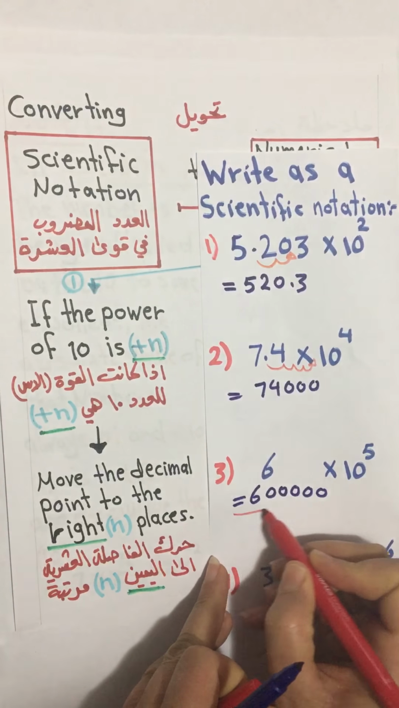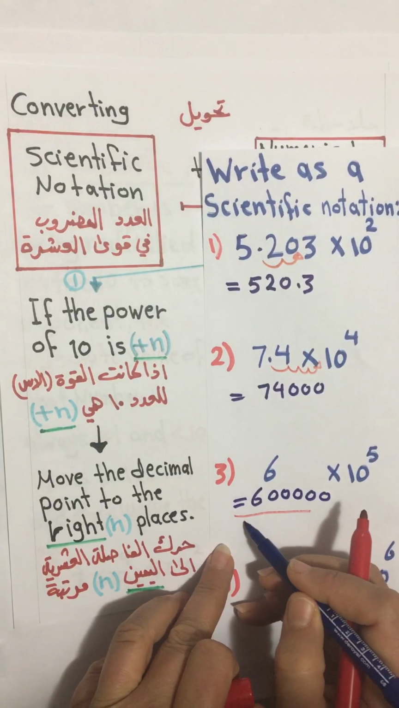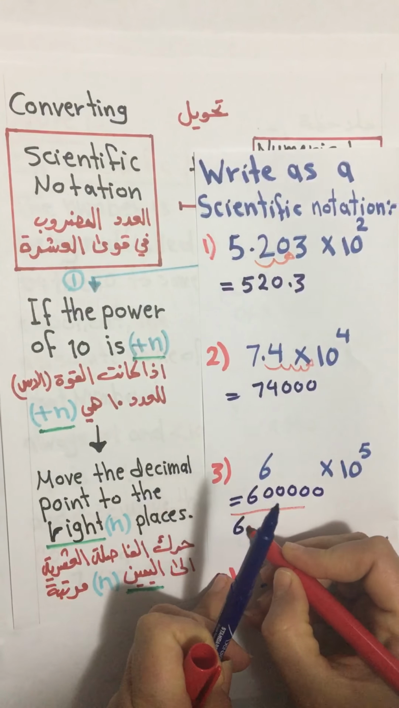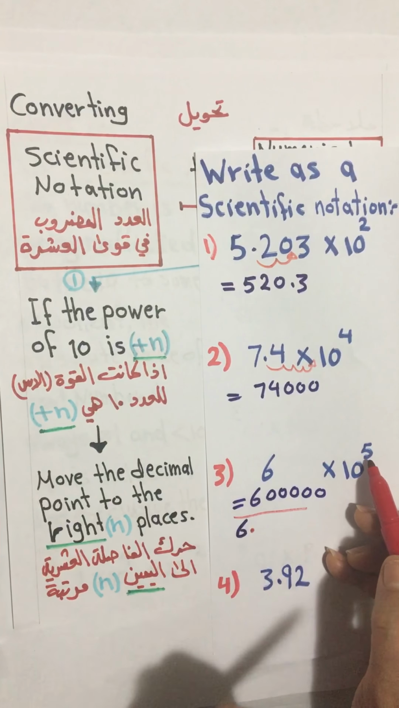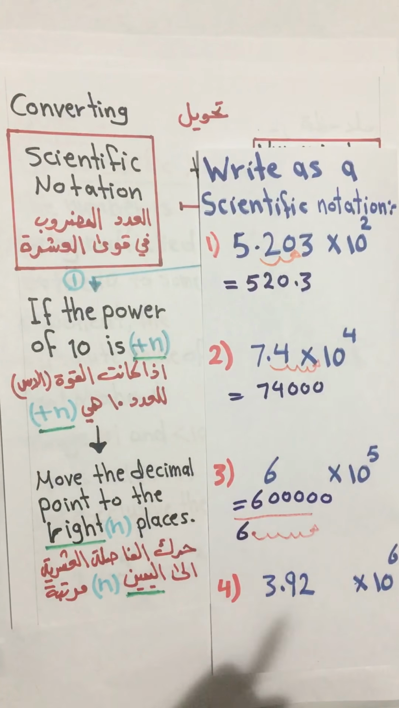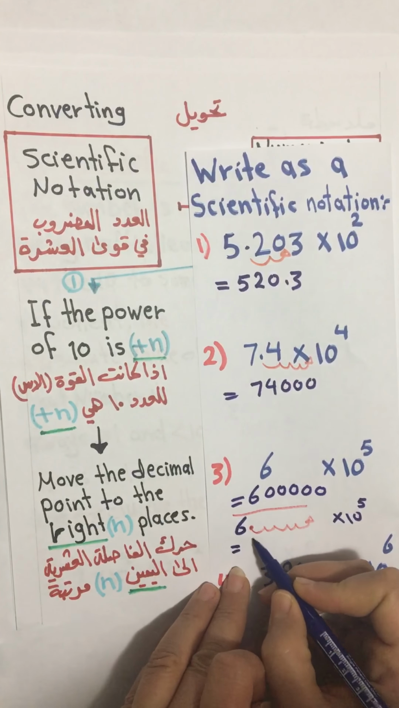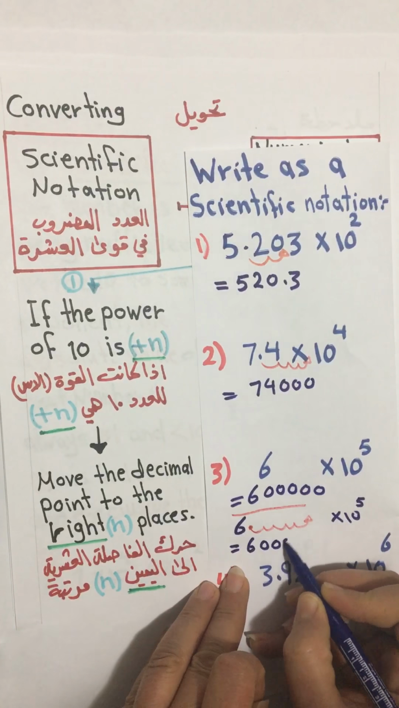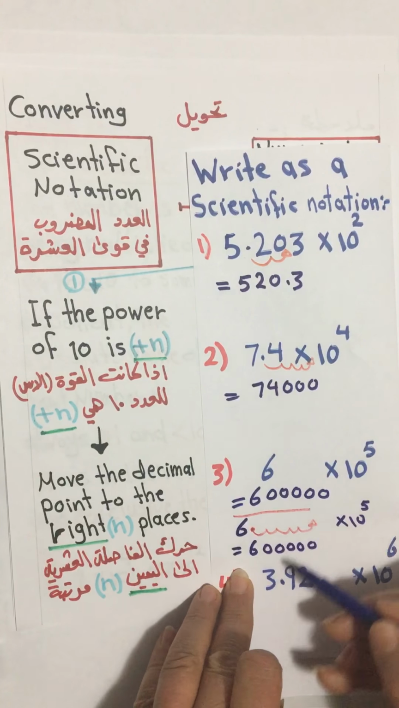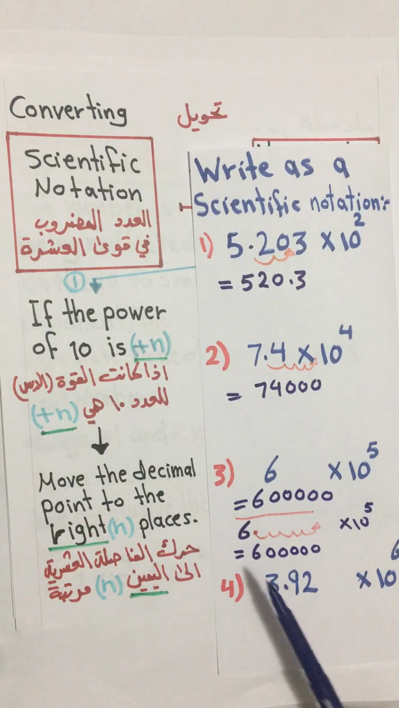The other way: the decimal point of 6 is right here. I can move the decimal point 5 places to the right, 1, 2, 3, 4, 5. The answer is 6 followed by 5 zeros, which is the same answer. So I can write the number 6 and add 5 zeros because the power is positive 5, or move the decimal point 5 places to the right.